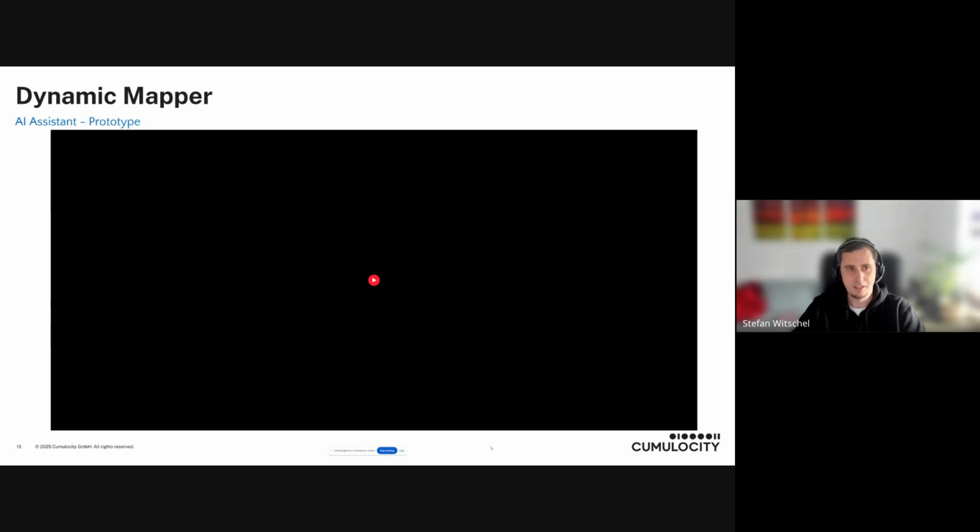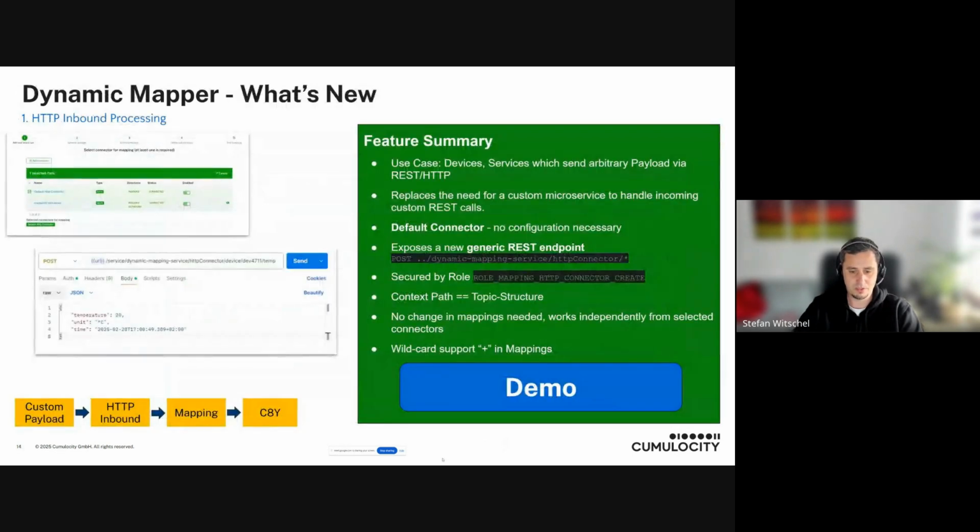So we have some activities around AI also with the dynamic mapper, but this was most likely a side project. Some of the core capabilities or new features we have implemented was the HTTP inbound processing, which opened up the dynamic mapper not only to message brokers, but also to devices which are mainly speaking or implementing a REST HTTP API.